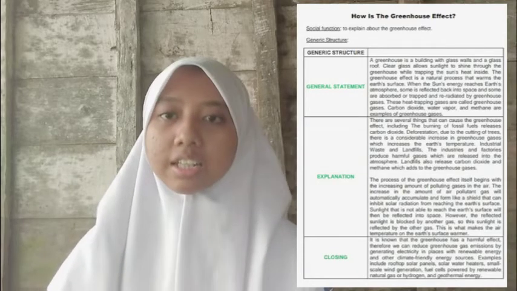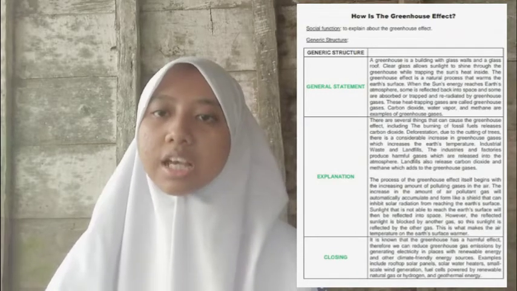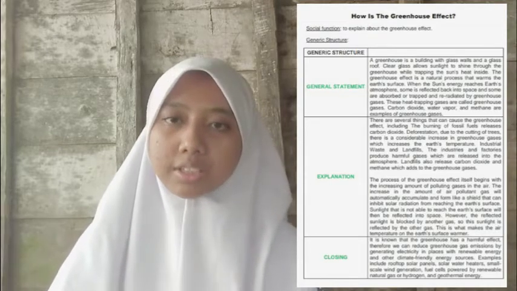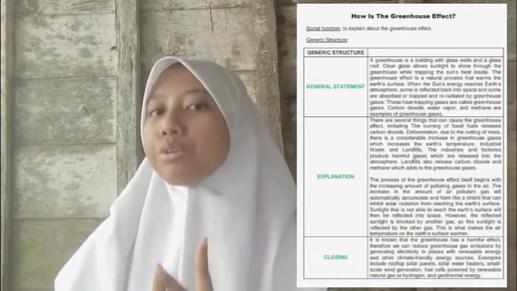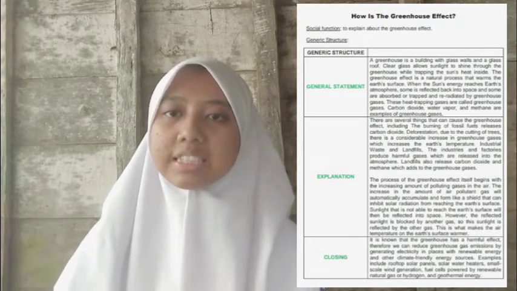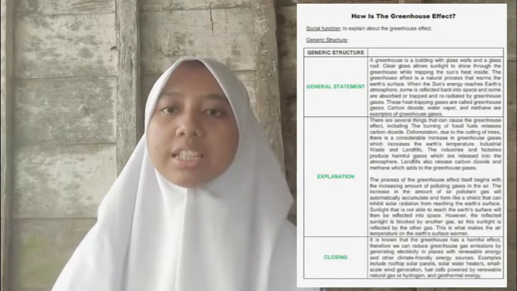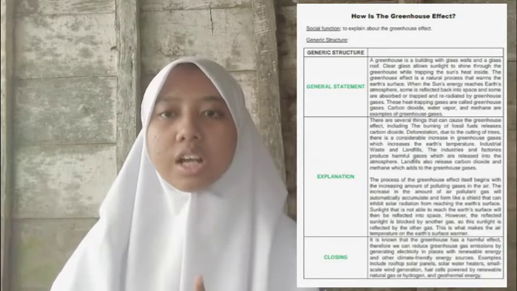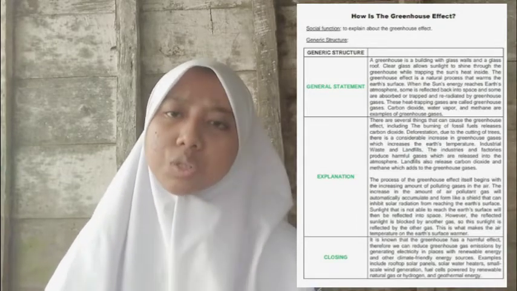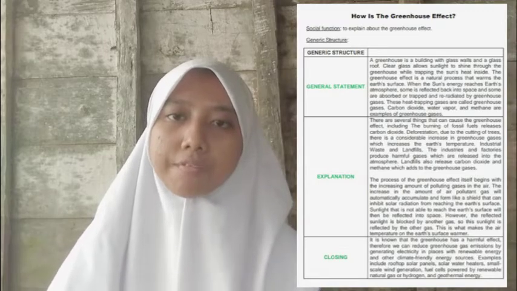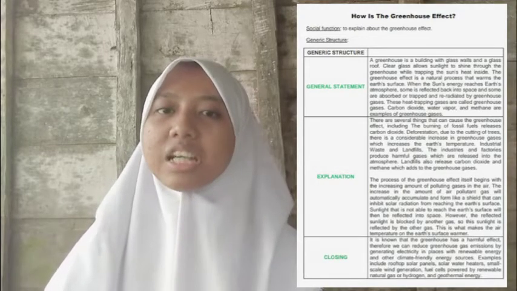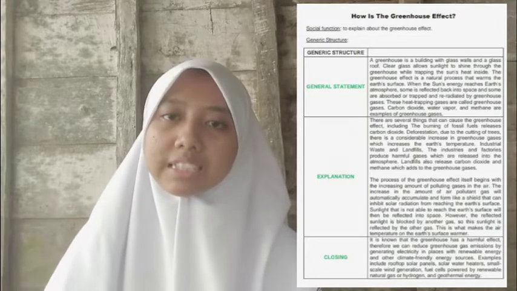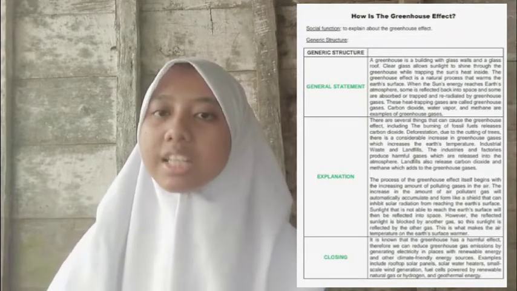There are several things that can cause the greenhouse effect, including the burning of fossil fuels, which releases carbon dioxide, and deforestation. Due to the cutting of trees, there is a considerable increase in greenhouse gases, which increases the Earth's temperature. Industrial waste and landfills also contribute. Industries and factories produce harmful gases which are released into the atmosphere. Landfills also release carbon dioxide and methane, which add to the greenhouse gases.